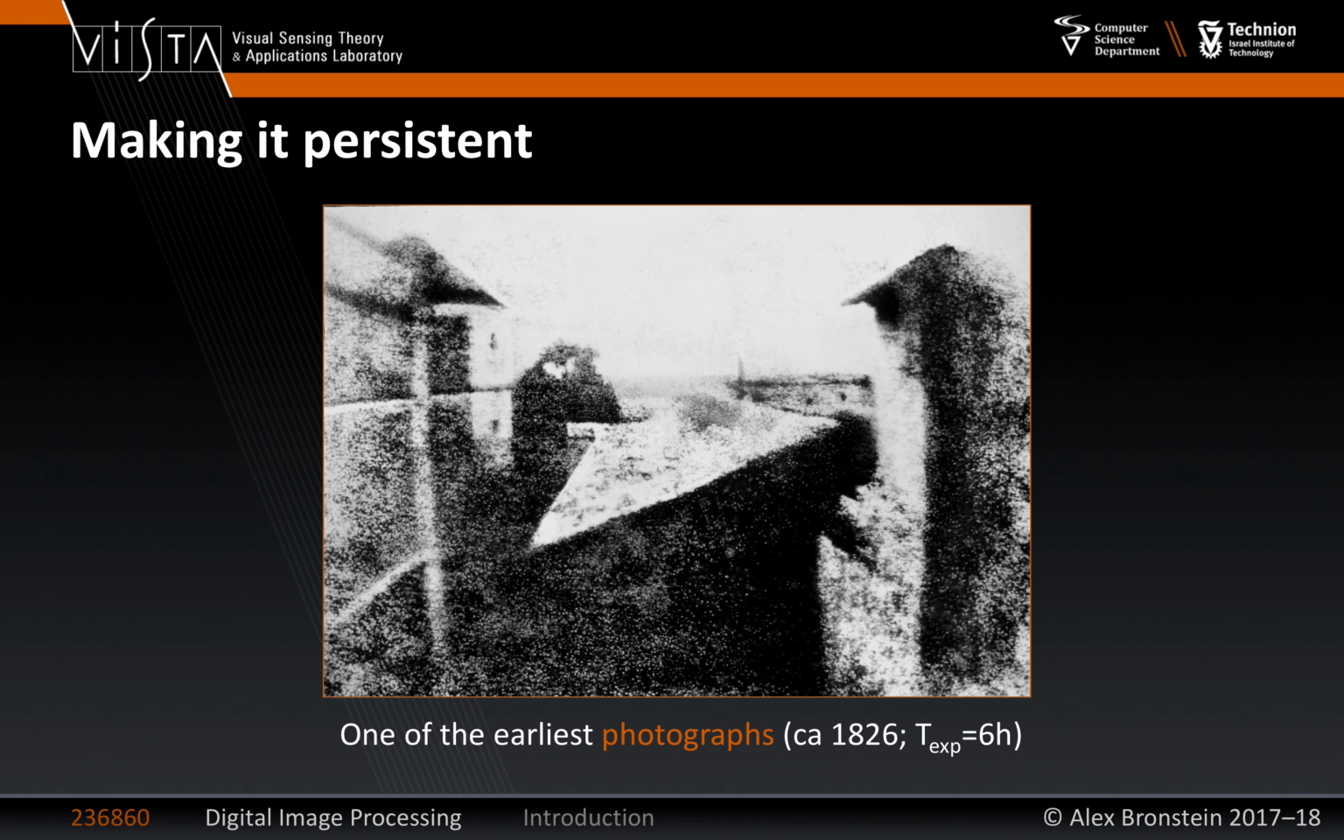However, these chemicals were also not persistent, and it was in the beginning of the 19th century that the photographic process was invented. So basically, a special sequence of chemical processes that first expose a chemical to light and then fix that set of changes that happened in this chemical in order to make the image persistent after the exposure is done. So this is one of the earliest surviving photographs, the beginning of the 19th century.